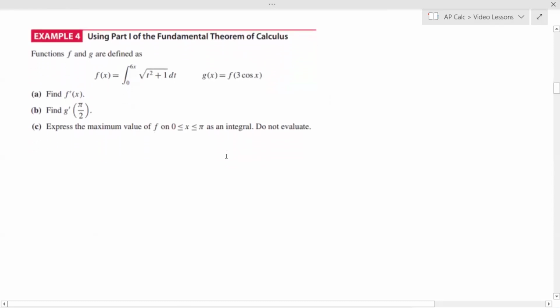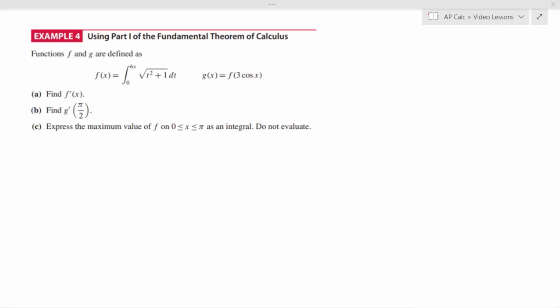So here's another example where we have two different functions, f and g. So f is defined as an integral. And notice a couple of things. The upper limit is x, or excuse me, 6x, so it's a variable. And g of x is a composite function. It's f of 3 cosine x. So getting kind of crazy here.